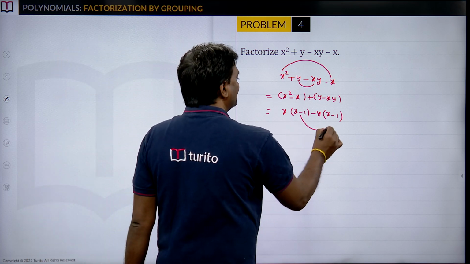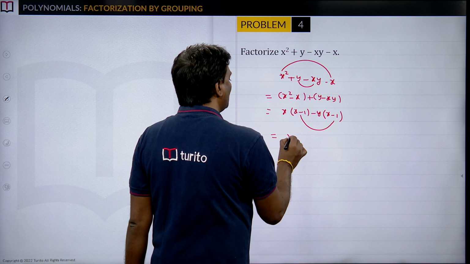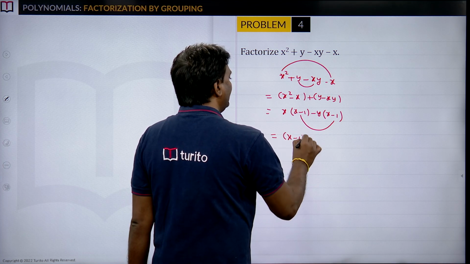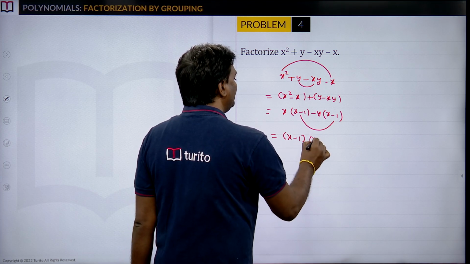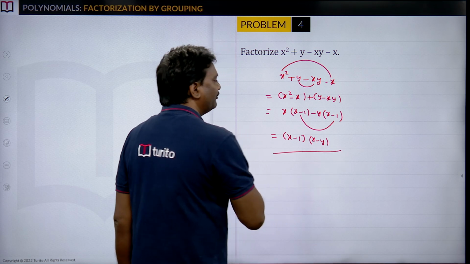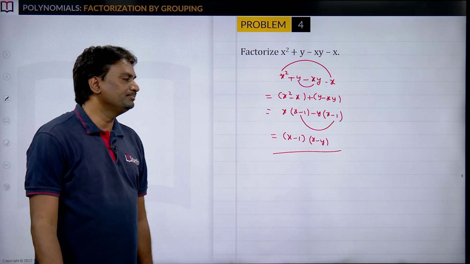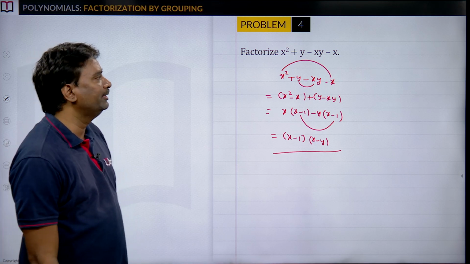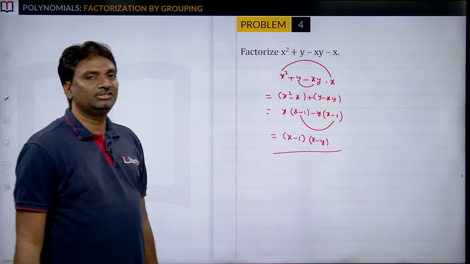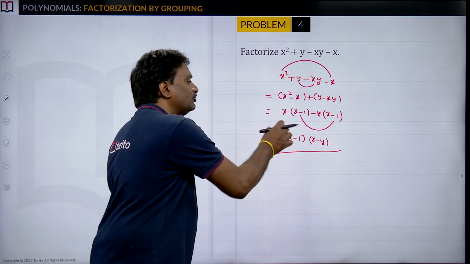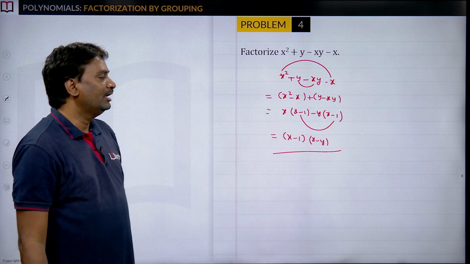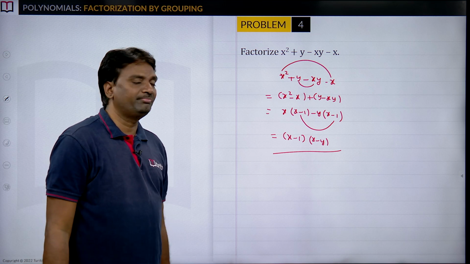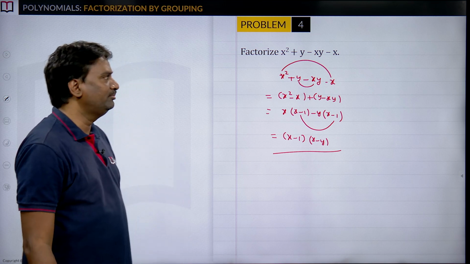Again, by taking this x minus 1 as common, you will get x minus 1 into x minus y. So, that is why we can express the given polynomial x square plus y minus xy minus x as the product of two polynomials like this: x minus 1 into x minus y. Hope you understood. Next problem.